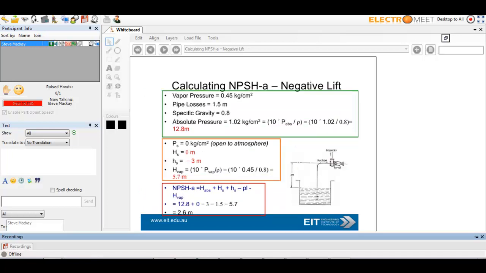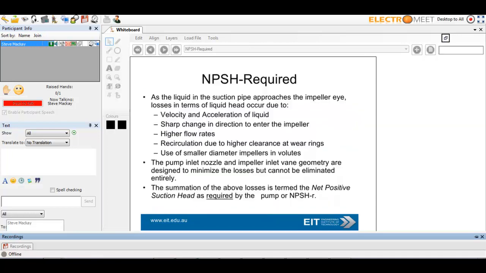So again, I'm not going to spend too much time on this. Basically, as the liquid in the suction pipe approaches the impeller eye, you get losses in terms of the liquid head due to the velocity and acceleration of the liquid, sharp changes in direction as it enters the impeller, higher flow rates, and recirculation due to higher clearance at the wearings. So the above losses are referred to as the net positive suction head required by the pump.